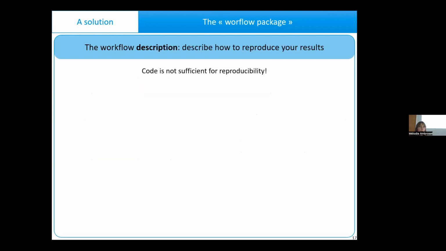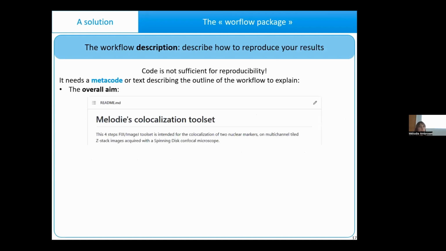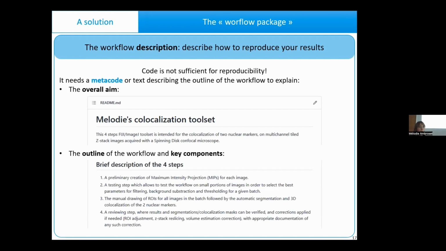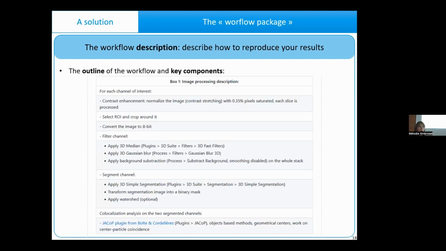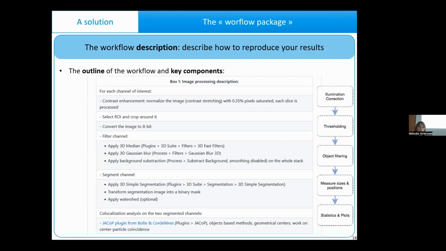Now, code is not sufficient for reproducibility, and it also needs a description. You need to describe how to reproduce your results. So code needs a metacode, which is a fancy word for a text describing the outline of the workflow. This metacode needs to explain the overall aim. Here is an example taken from my GitHub, from a workflow I put there. It also needs to explain the outline of the workflow and its key components, for example, a brief description of the 4 steps that my workflow does, or a more in-depth description of specific processing steps that it does to images. It can look like a text, but it can also look like a flowchart.